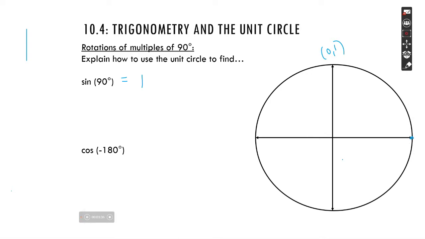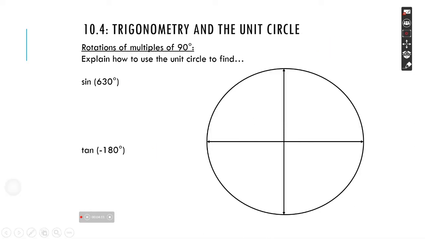Cosine of negative 180 degrees. So for cosine, we are going to take the x coordinate of the rotation, and for negative 180, we are going to go counterclockwise. We're going to go this way, negative 180, right to there. So what are the coordinates of this point right here, we ask? Well, they're negative 1, 0. So I need the x coordinate. The x coordinate of that point is negative 1.